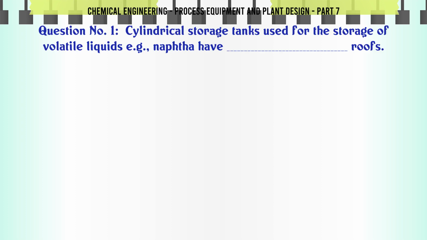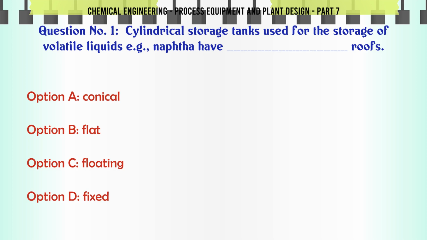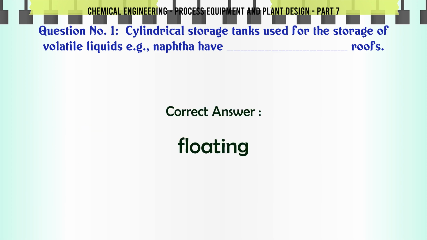Cylindrical storage tanks used for the storage of volatile liquids, e.g. naphtha, have roofs. A. Conical. B. Flat. C. Floating. D. Fixed. The correct answer is floating.